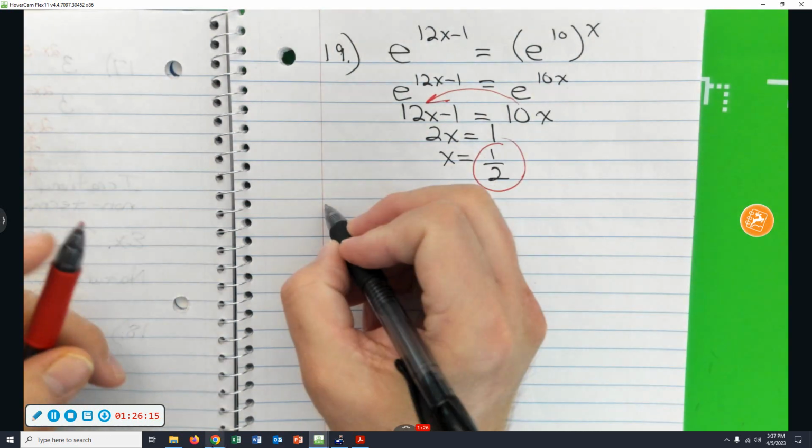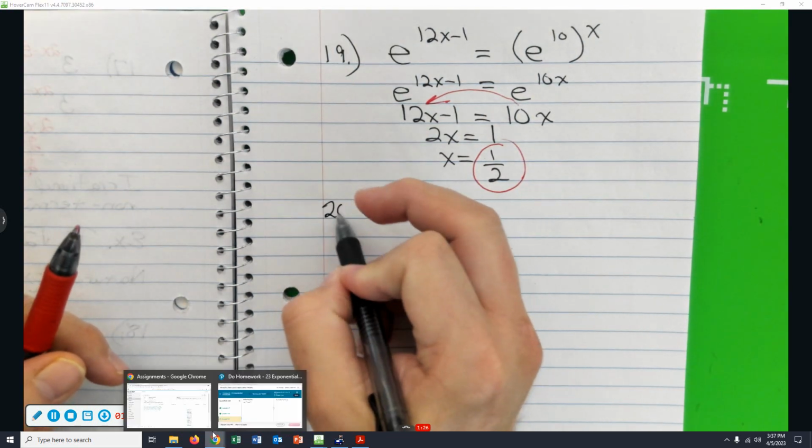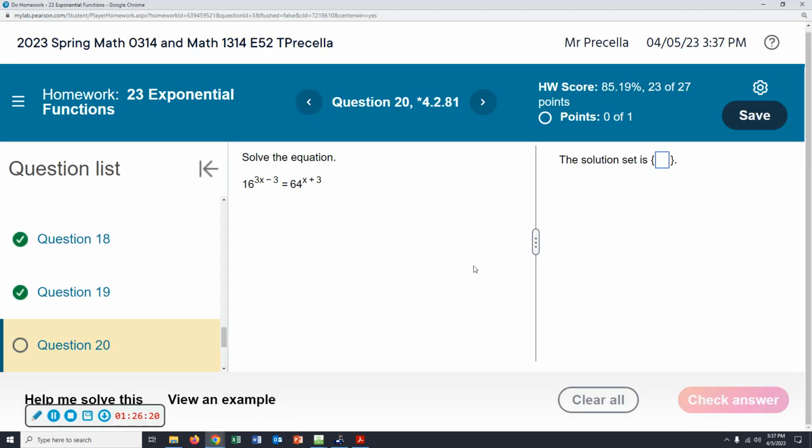Number 20 is a doozy. 16 to the 3x minus 3 is equal to 64 to the x plus 3. You probably never thought you'd see the day. You'd think, oh wow, I wish that was the irrational number e there instead of 16 and 64.